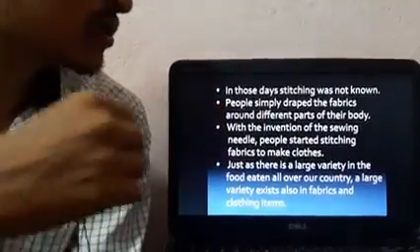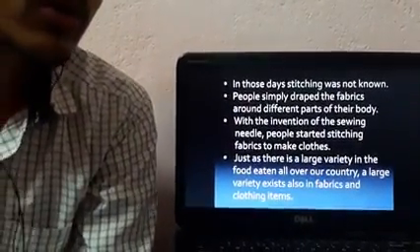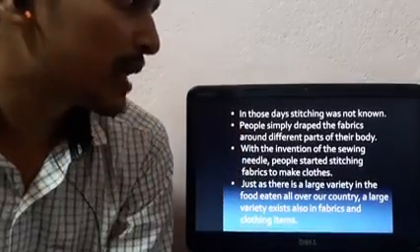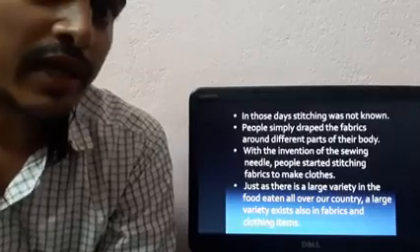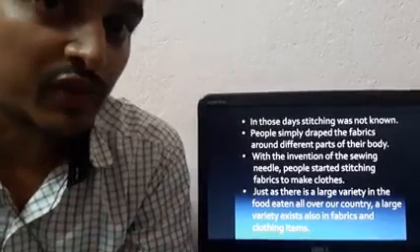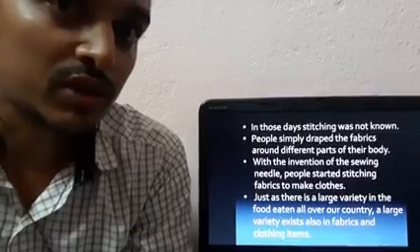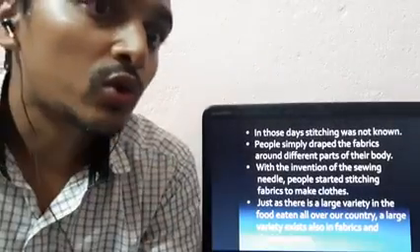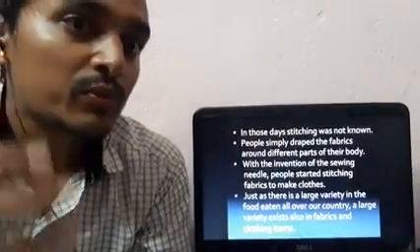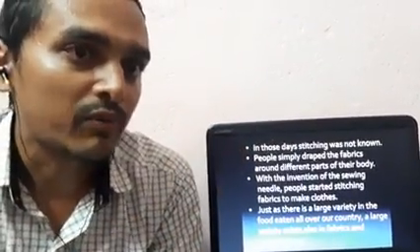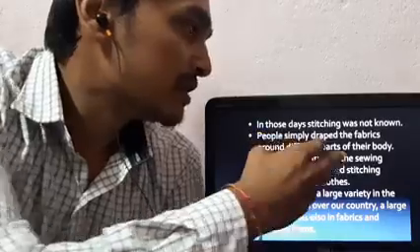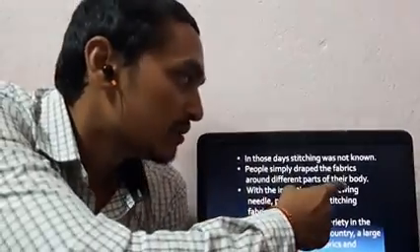In those days, stitching was not known. Also, the needle was not found. The people simply draped the fabrics around different parts of their body. Right now, in today's era, different kinds of cloth are also there which are not stitched yet, for example sari, dhoti, turban. These are clothes which are not stitched. They need no stitching to prepare the cloth. It is very simple. Similarly, in ancient times also they draped, which means the whole body was wrapped up by using the clothes.